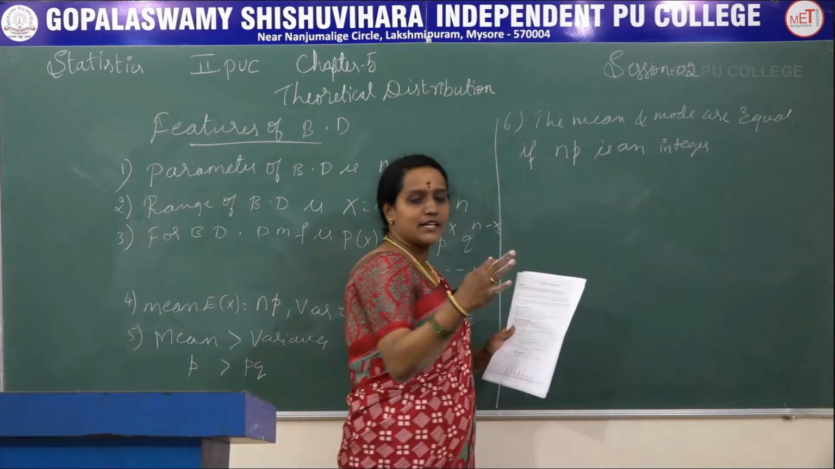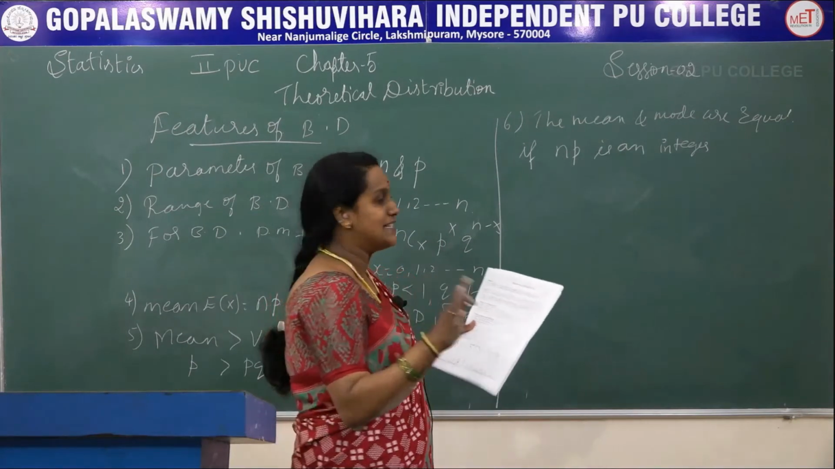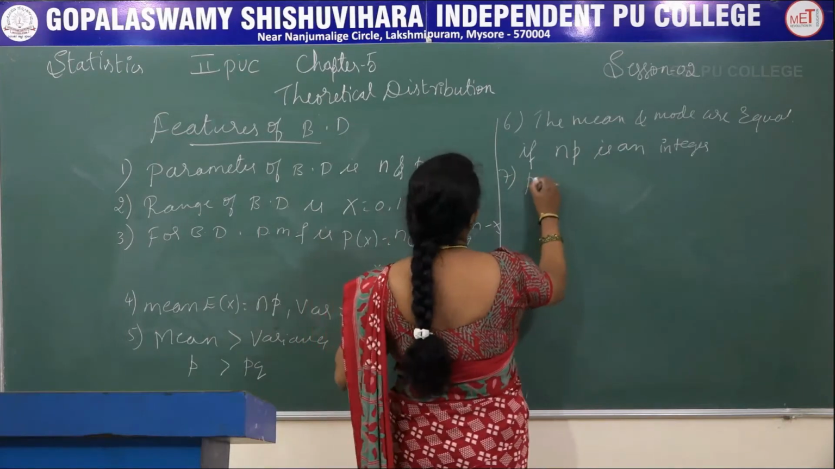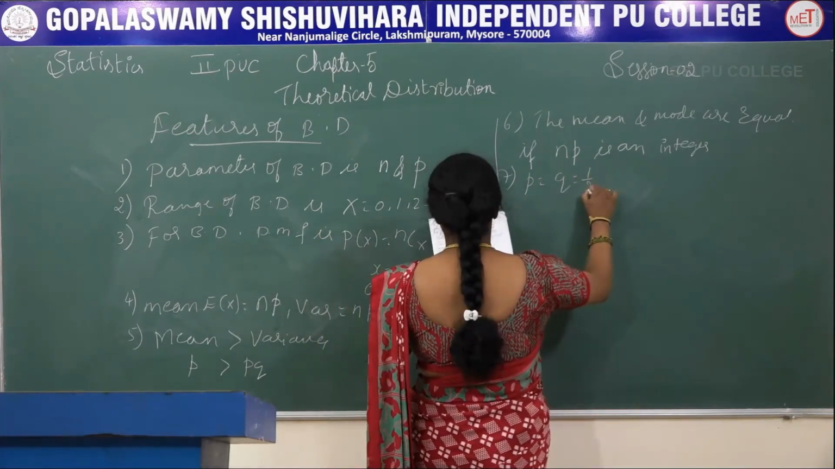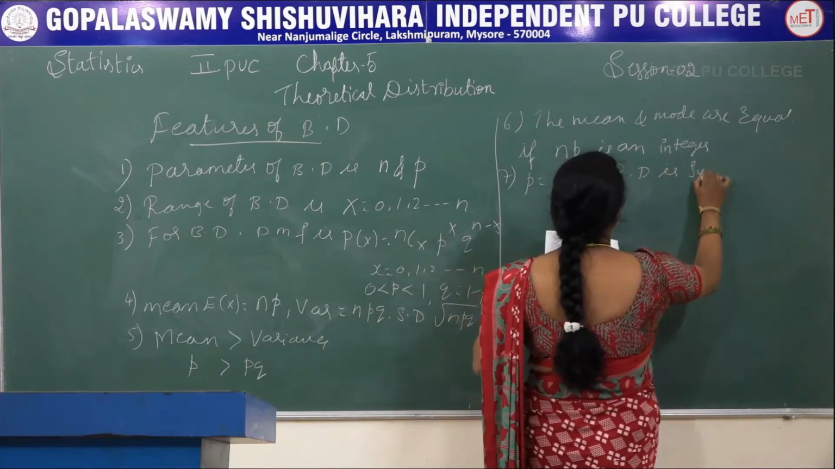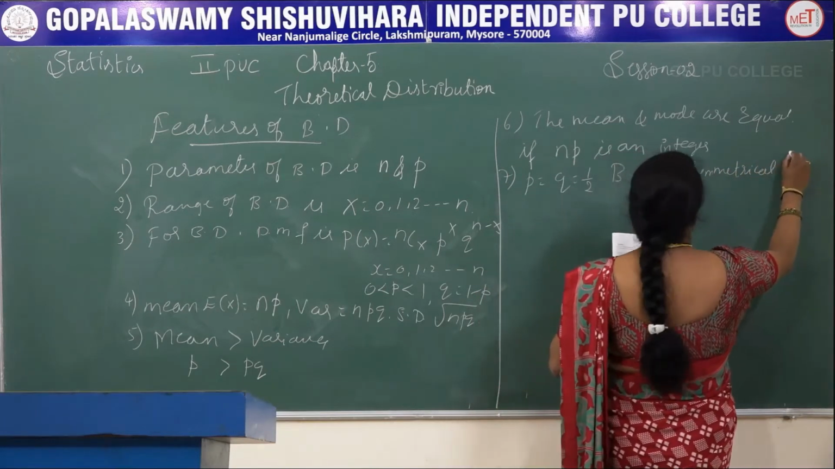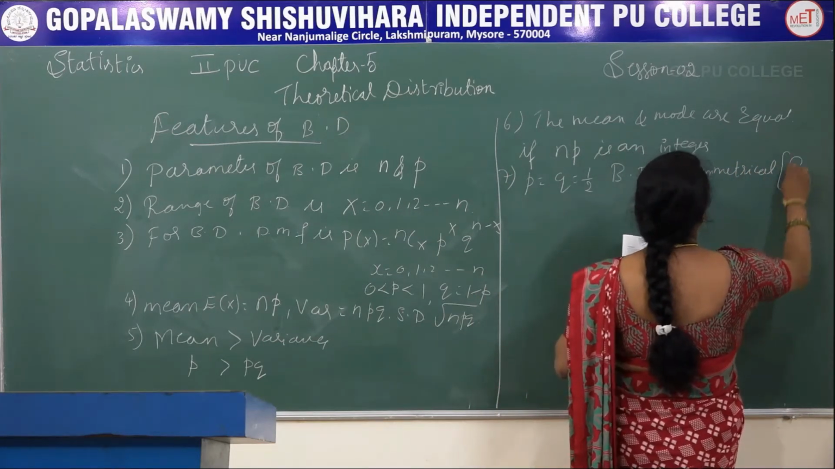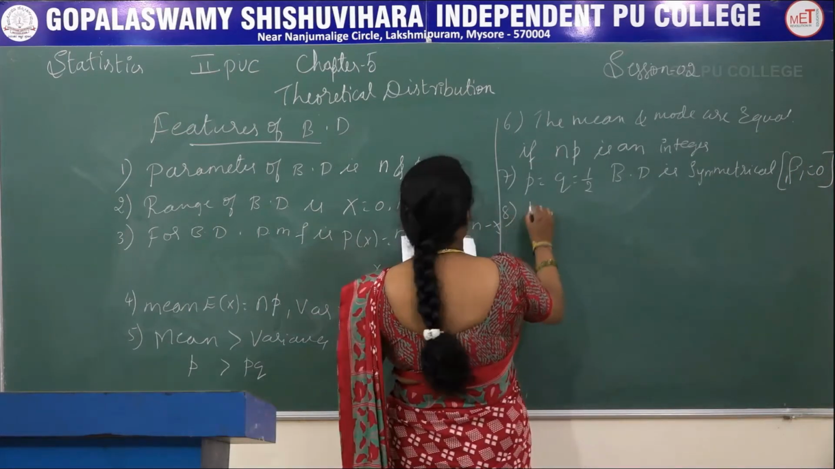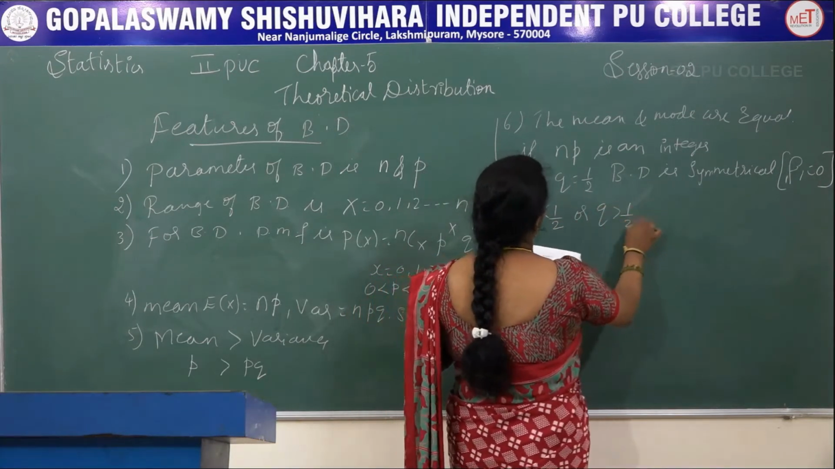We will see this property when we solve the problems. I'll repeat again: if p is equal to q is equal to half, the binomial distribution is symmetrical, or beta 1 is equal to 0. Next, if p is less than half or q is greater than half, both are same.